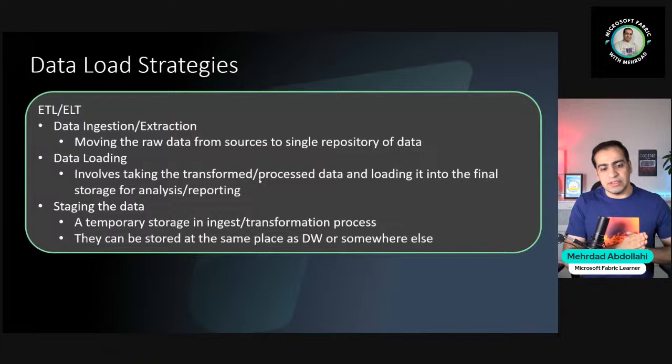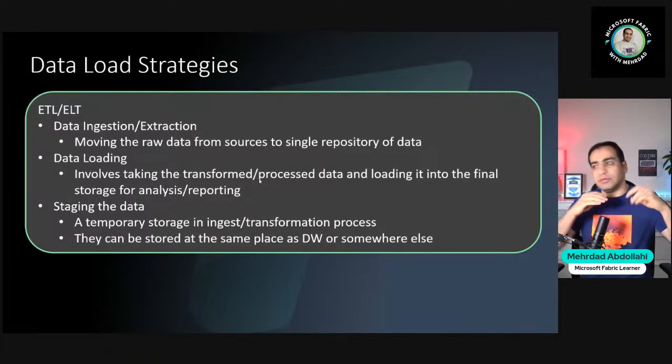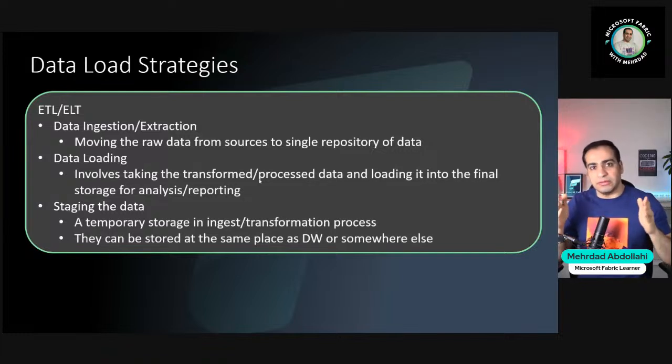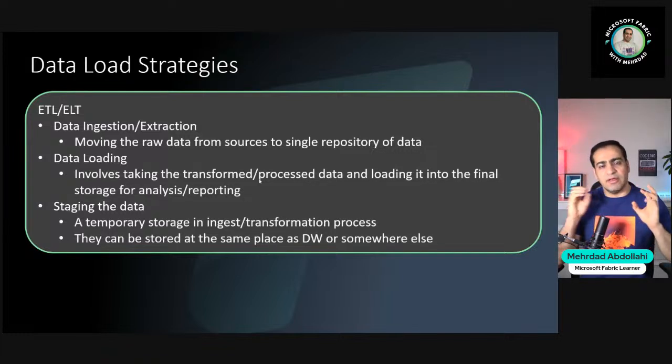First of all is data ingestion and extraction, right? We are basically moving the raw data from the different sources into a single repository of the data. Let's say we have the data in our Lake storage, or we have it in Amazon, for example, data storage. Then bring everything in one place in Fabric, let's say in the Lakehouse, for example.